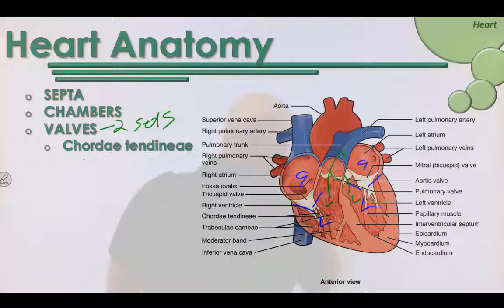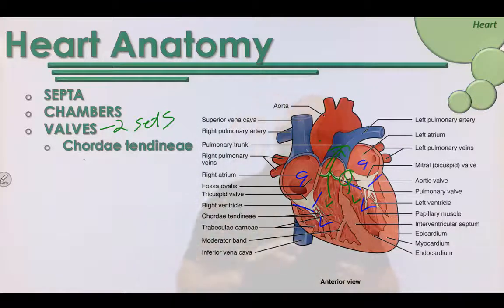So this valve right there is between the right ventricle and what we're going to see in a second is the pulmonary artery that takes blood away from the right side of the heart. This one right there is between the left ventricle and the aorta that takes blood off on systemic circulation.